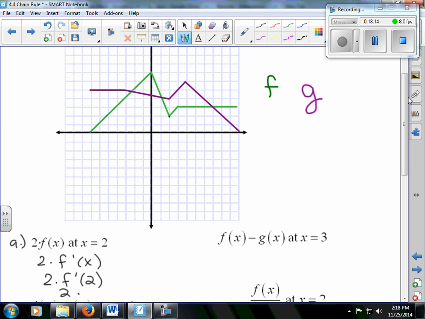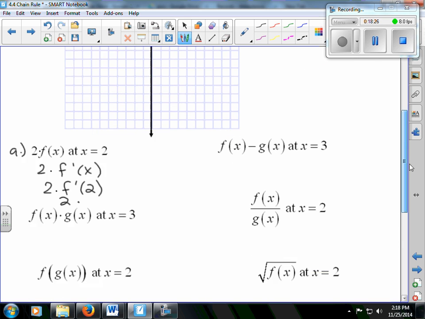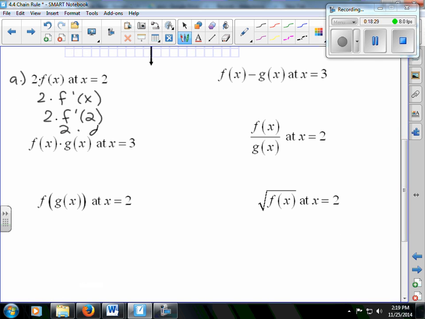Right? F is in green. At x equals 2, I have a corner. And there's no slope there. I mean, maybe it's negative 2, maybe it's positive 1, because that's the graph on either side. But it's not the same on both sides. So this actually does not exist. Does not exist.